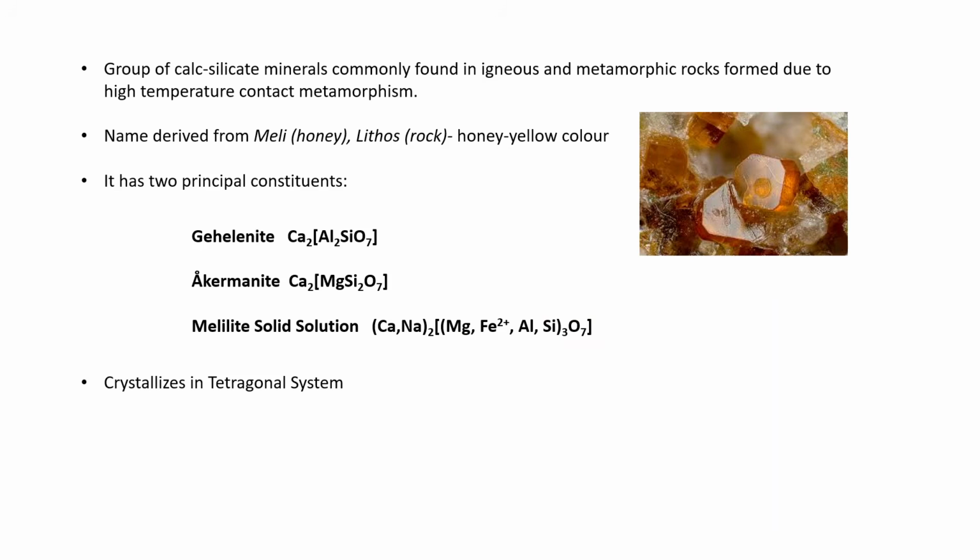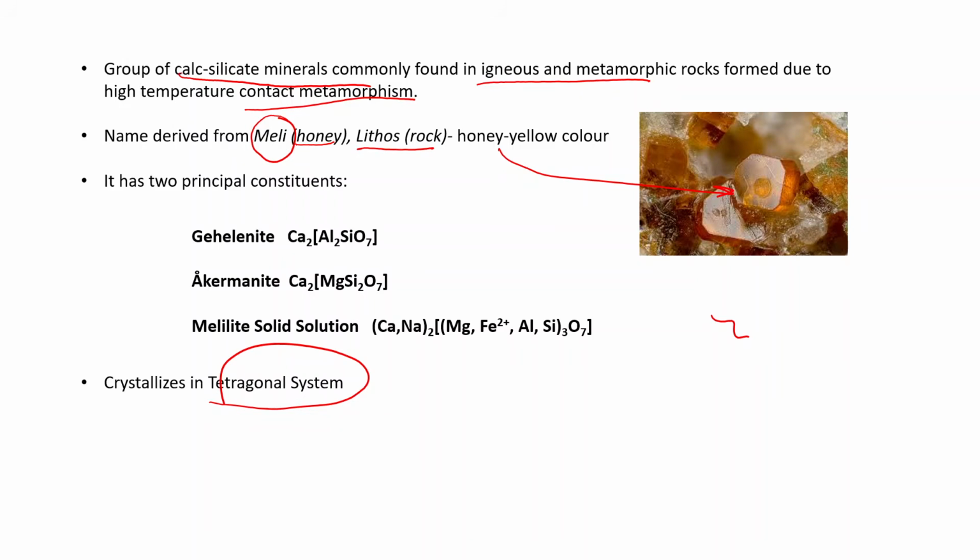These are a group of calc silicate minerals commonly found in igneous and metamorphic rocks, and these metamorphic rocks have to be high temperature low pressure contact metamorphic rocks. This name has been derived from the word meli. Meli means honey, and lithos is the rock, because of its honey yellow color. You can see here this mineral's honey yellow color, and therefore it is called melilite, and it crystallizes in the tetragonal system.